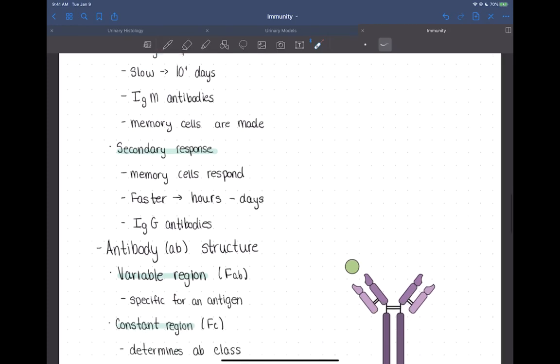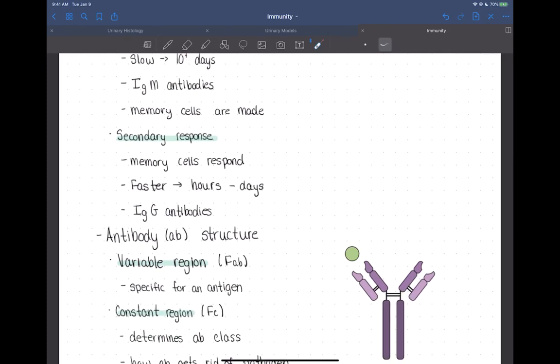Okay, so the secondary response, which would be the next time you encounter that pathogen, those memory cells are going to respond, and they're going to respond very quickly. All right, that's going to be within hours or days. So you don't go through the process generally of getting sick again, right? That's when you have immunity against some sort of specific disease, when you have these memory cells that can respond quickly. All right, so this is the humoral response.